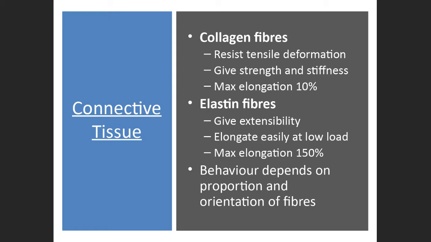Then we've got the elastin fibers, and these give extensibility. They elongate easily at low load, and they have a huge elongation. They can go up to 150% of their length. The behavior of these tissues depends on the proportion and the orientation of these fibers. So it's important that we understand a little bit of physiology before we go on.